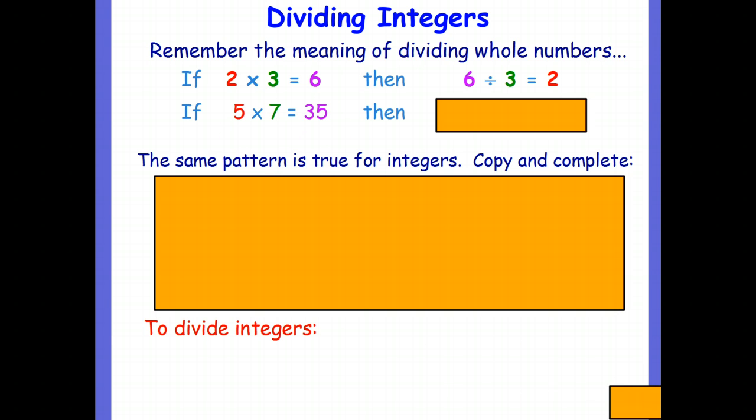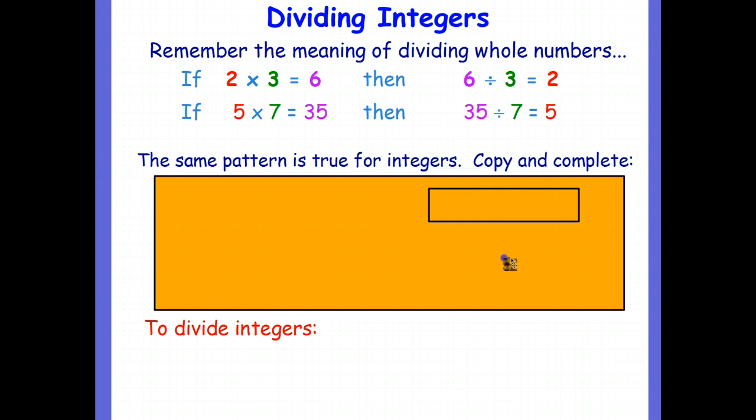If 5 times 7 is 35, what do you think is going to be the number on the right-hand side of that sentence? Well, using the same idea, if 5 times 7 is 35, then 35 divided by 7 must give us 5. We're going to use those facts to help us work out how we divide integers.